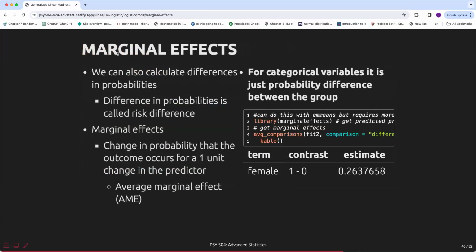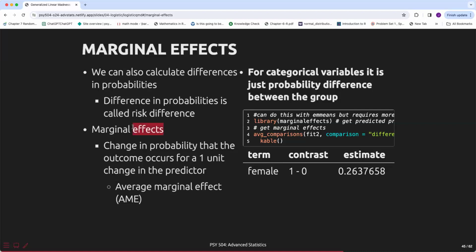So it's quite common in the social sciences and in psychology in particular to report odds ratios and the log odds, right? That's primarily what you see in papers. But what we really care about are probabilities. So we can also talk about these things in the probability space. So we can actually calculate the difference in probabilities and report that instead of log odds and odds ratios. This is called the risk difference.